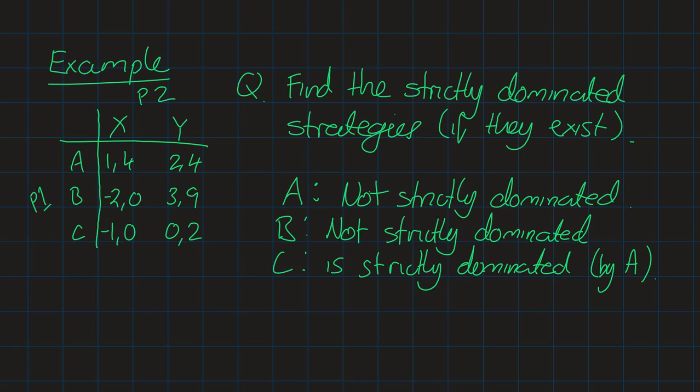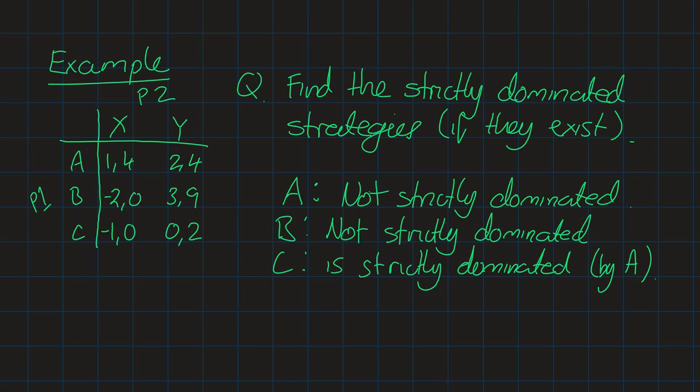And notice C isn't strictly dominated by B. Comparing with B, -1 is bigger than -2 and 0 is less than 3. So C is not strictly dominated by B, but that's okay, because it only needs to be strictly dominated by at least one other strategy, and A is that strategy. So C is a strictly dominated strategy.